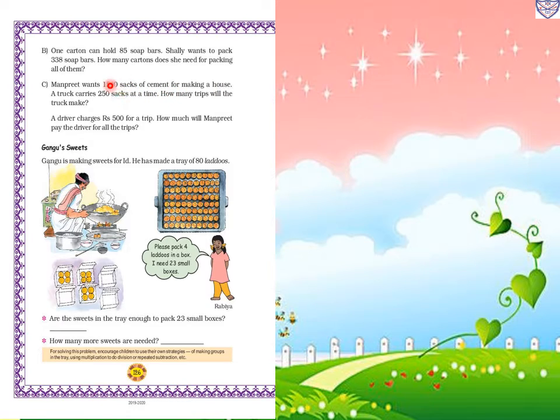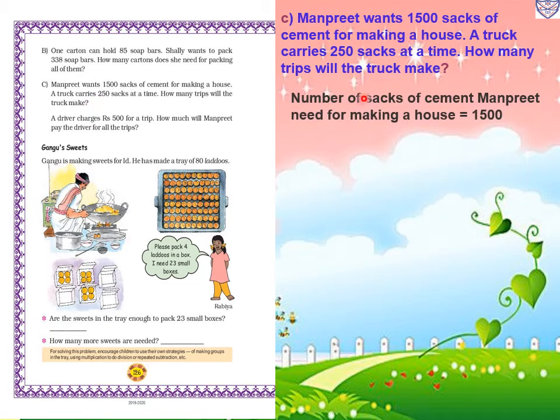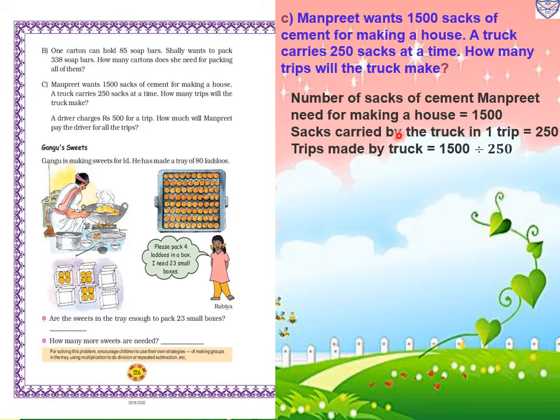So that is 1500. In one time a truck will carry only 250 sacks. So we have to find out how many trips the truck will make to carry 1500 sacks. The number of sacks of cement Manpreet needs for making a house is equal to 1500. Sacks carried by the truck in one trip is equal to 250. So trips made by the truck equal 1500 divided by 250.